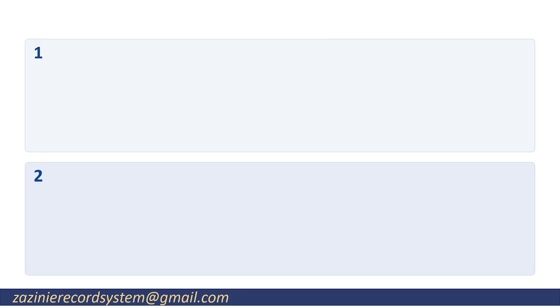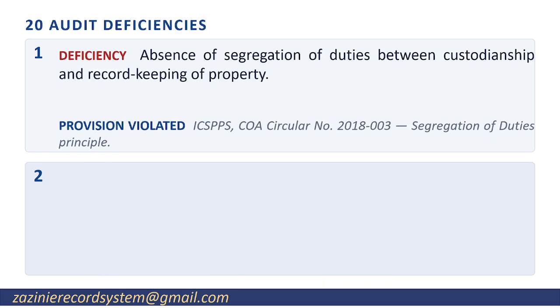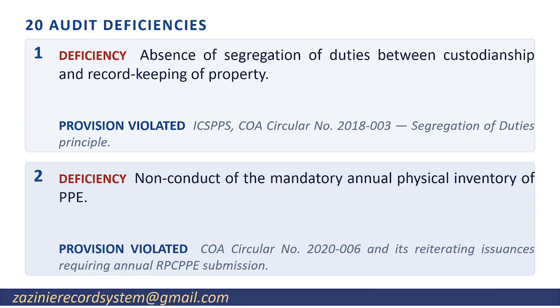20 audit deficiencies. Number 1. Deficiency: absence of segregation of duties between custodianship and record-keeping of property. Number 2. Deficiency: non-conduct of the mandatory annual physical inventory of PPE.